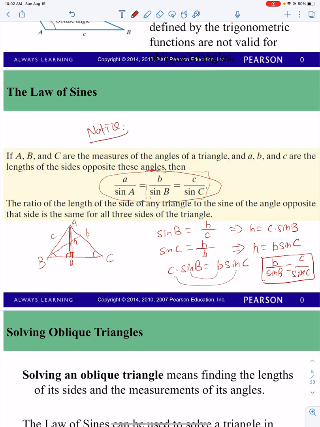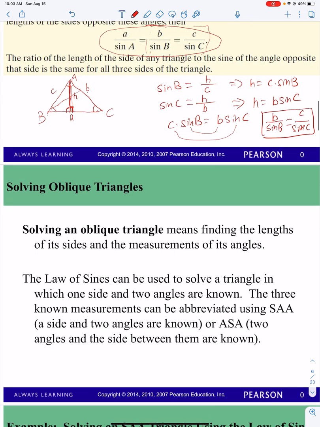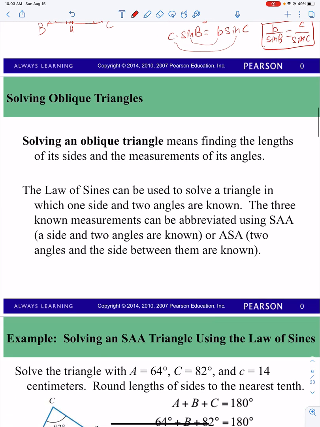In order to use the law of sines, you need to have a pair. You need a pair, meaning an angle plus its opposite side. So we need an angle and its opposite side. This is super important. Solving the oblique triangle means to find all the lengths and all the angles.